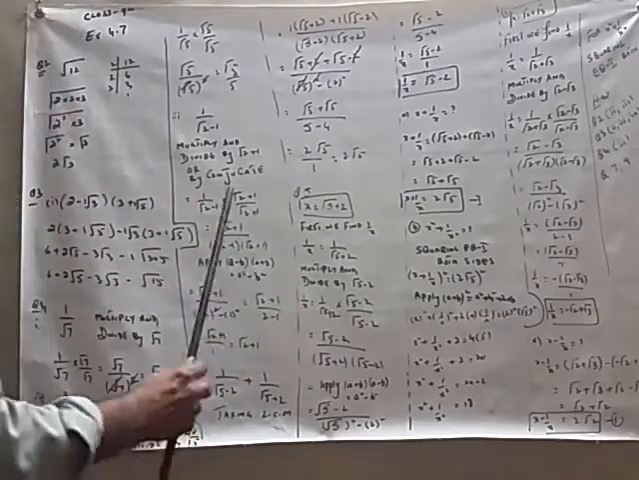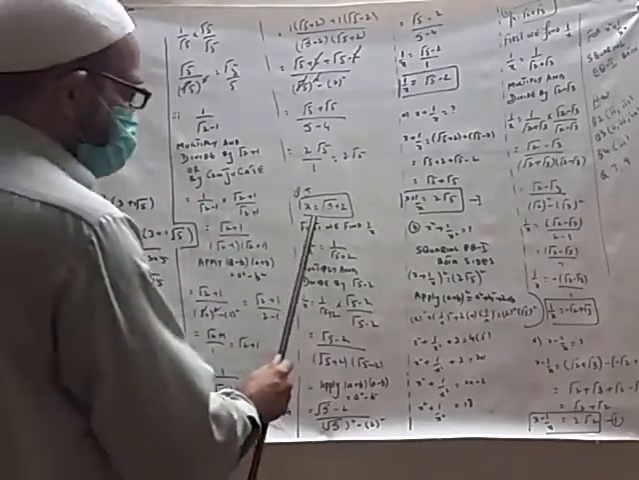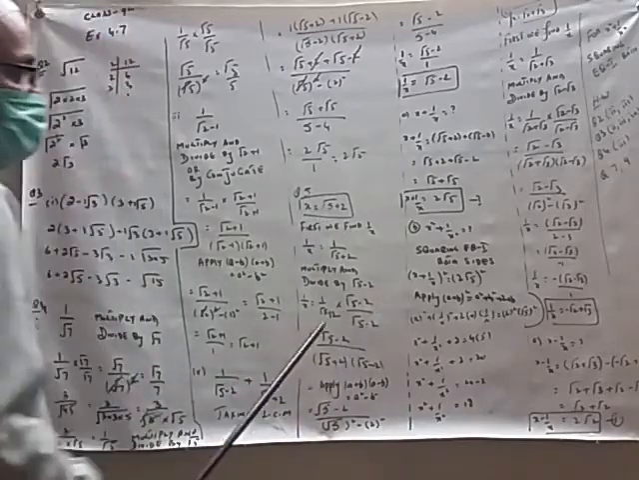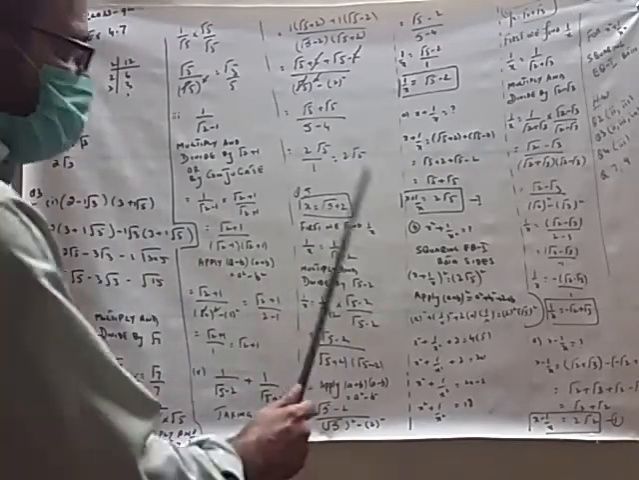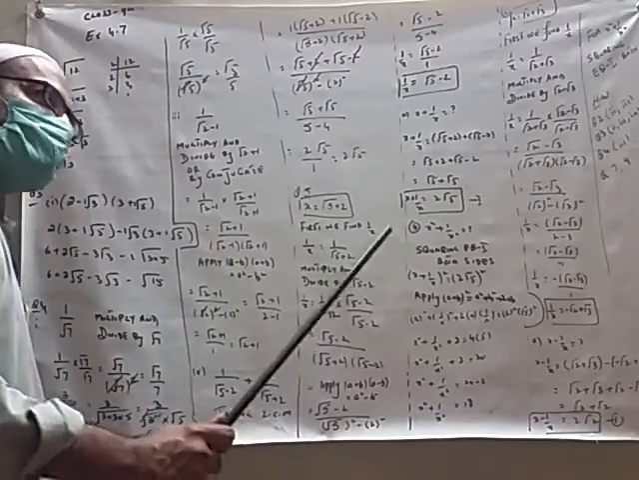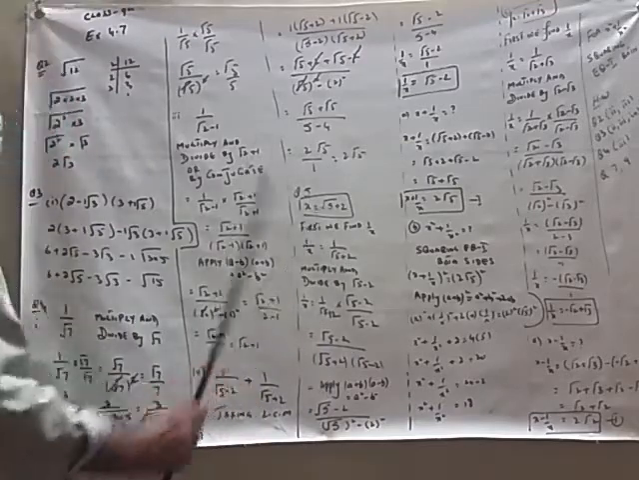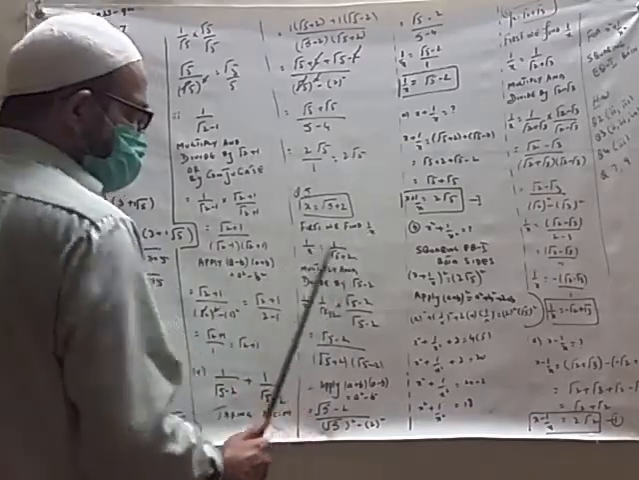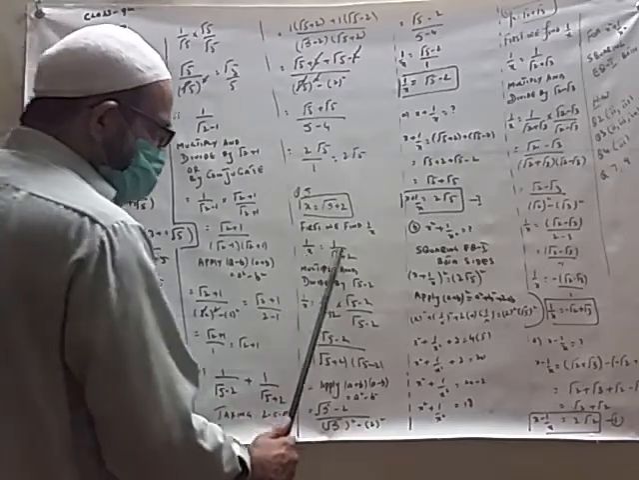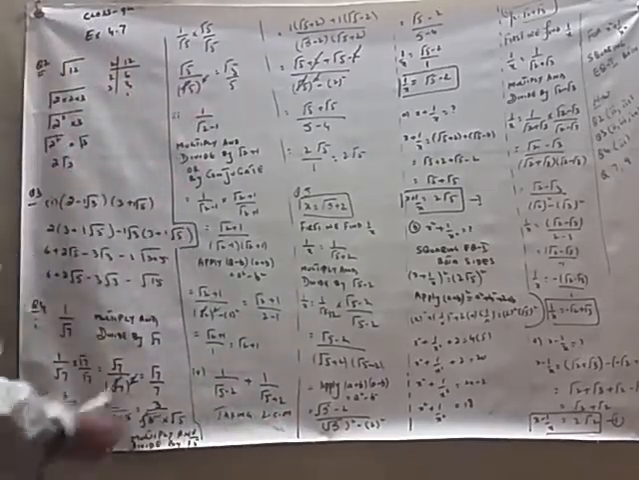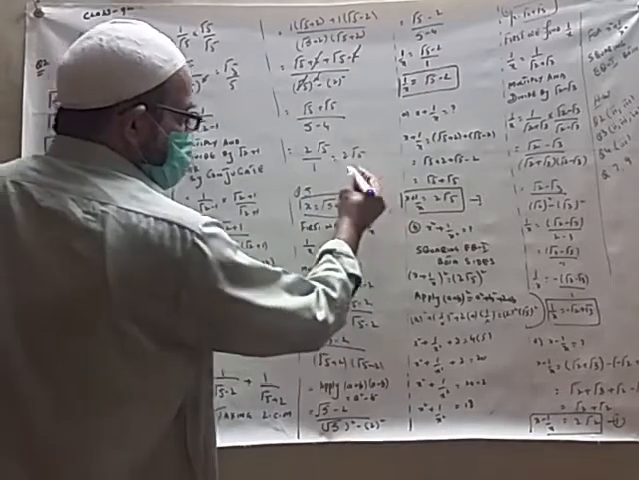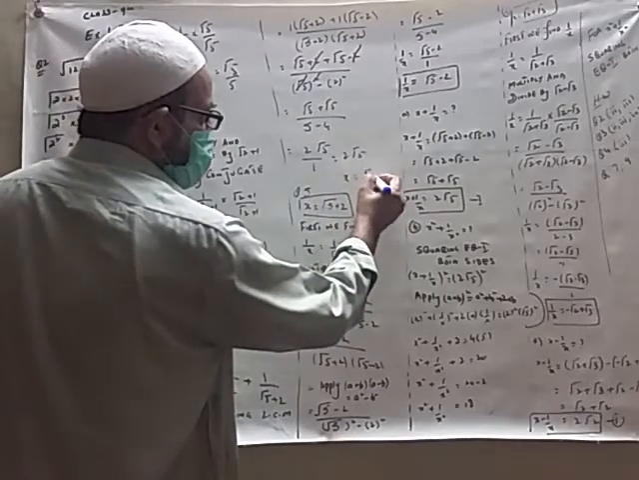In question number 5, he has given the value of x as under root 5 plus 2, and he has asked to find the value of x plus 1 by x and x square plus 1 by x square. The value of x is given. First of all, we find the value of 1 by x. 1 by x is equal to 1 by under root 5 plus 2. This comes from where? Let x equal under root 5 plus 2.